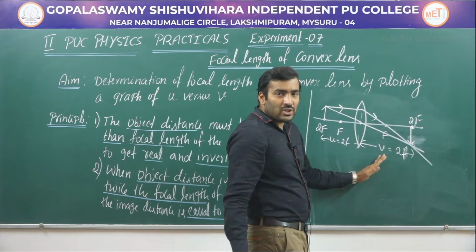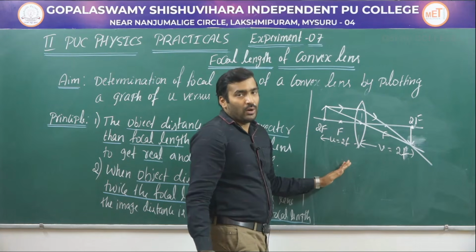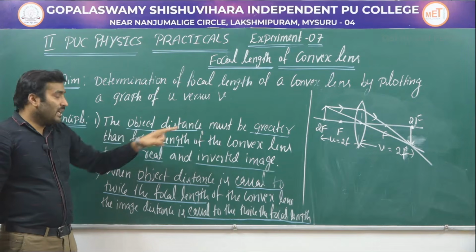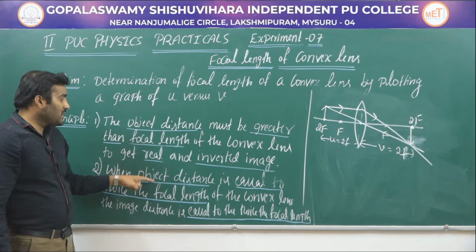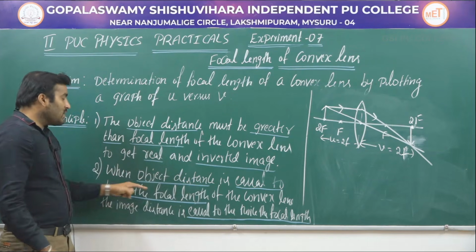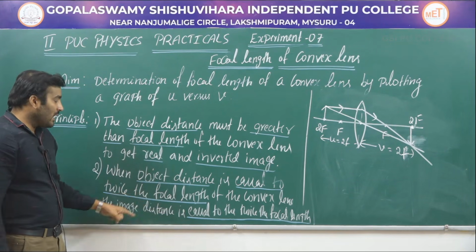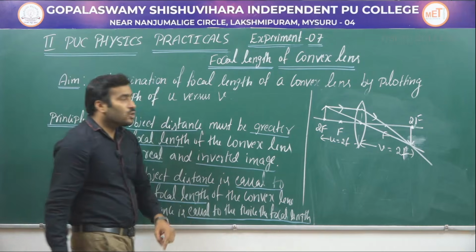So by this convention we can measure the focal length. Using that diagram we can understand the second point: when the object distance is equal to twice the focal length of the convex lens, then the image distance is also equal to twice the focal length.